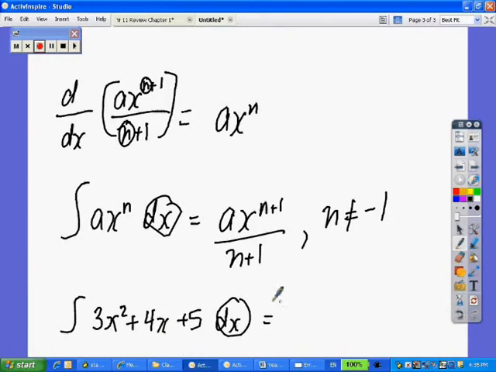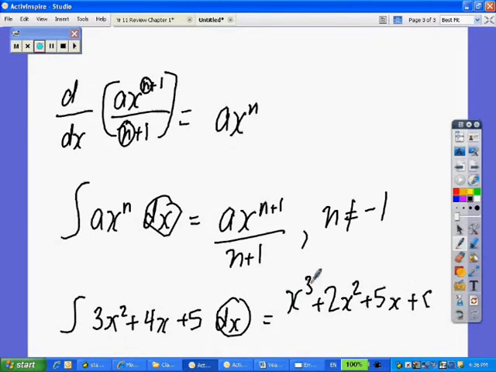So basically what we're trying to find out is, this is the derivative of what function? What was the original function that we started off with in order to get this? If we have this as the derivative, working backwards we get x cubed plus 2x squared plus 5x plus c.